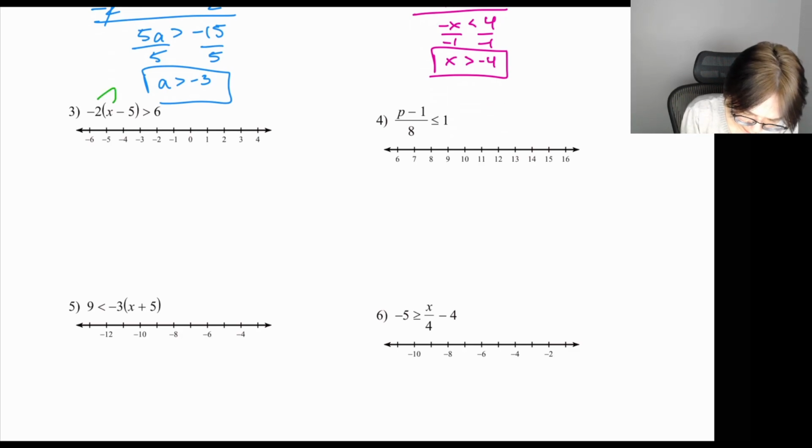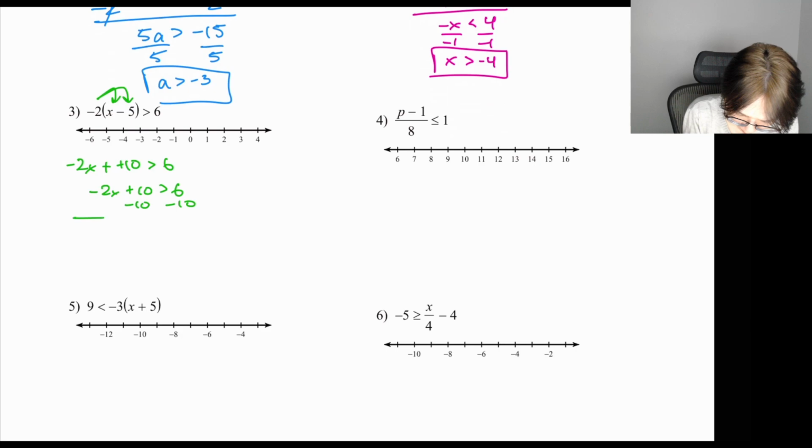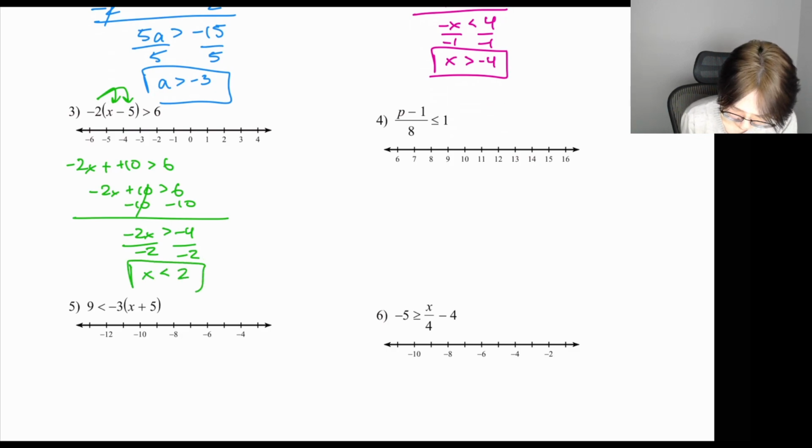Next one, we've got some distribution happening here. Negative 2x minus negative 10. And that cancels out to be pluses, greater than 6. So we have negative 2x plus 10 is greater than 6. Subtract 10 from both sides. Negative 2x is greater than negative 4. Divide by negative 2. Because we're dividing by a negative, the sign flips. X is less than 2. Open circle, less than 2.